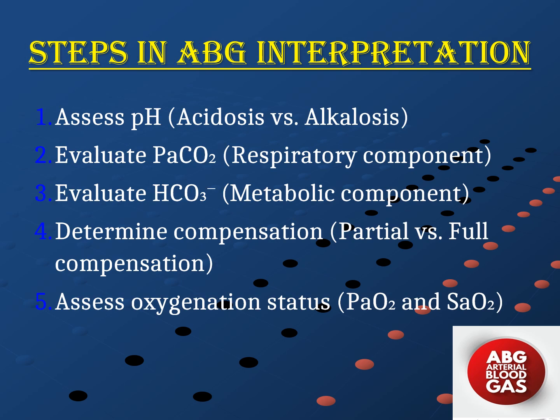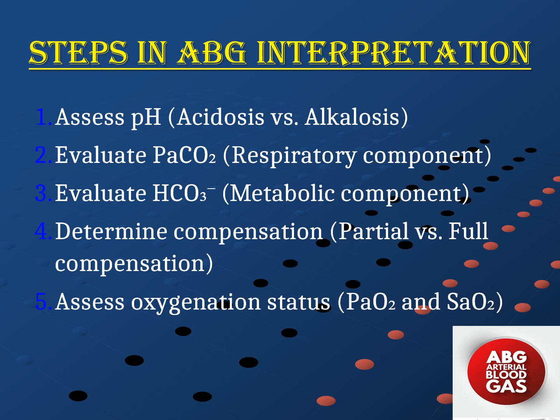Steps in ABG interpretation. 1. Assess pH, acidosis versus alkalosis. 2. Evaluate PaCO2, respiratory component. 3. Evaluate HCO3, metabolic component. 4. Determine compensation, partial versus full compensation. 5. Assess oxygenation status, PaO2 and SaO2.